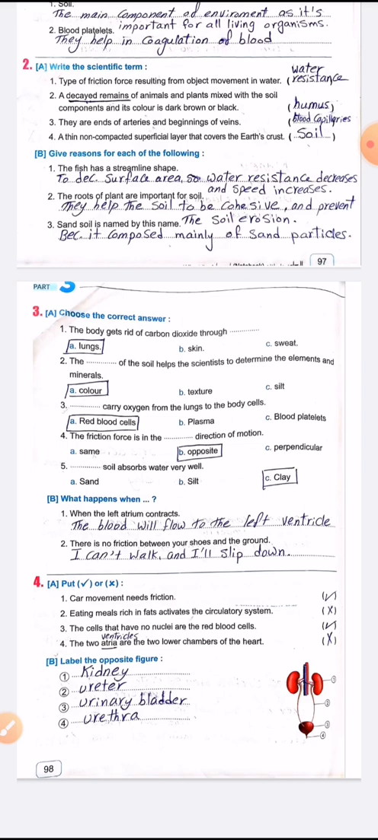B. Label the opposite figure. What is this figure? It's the urinary system. Number 1, kidney. 2, ureter. 3, urinary bladder. 4, urethra.